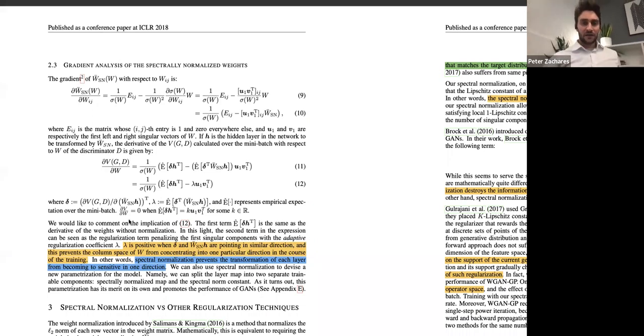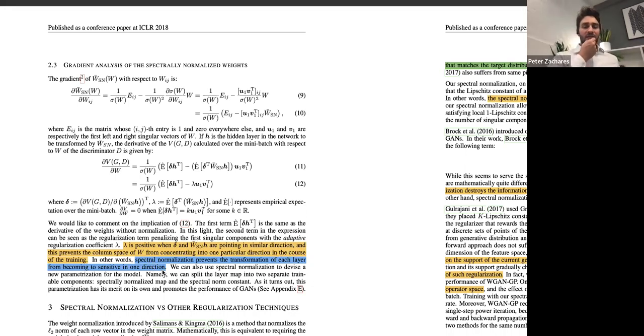And they say, we would like to comment on the implication of 12. The first term is the same as the derivative of the weight matrix without normalization. So the first term is essentially the normal gradient of that layer. And they say, in this light, the second term in the expression can be seen as the regularization term penalizing the first singular value components with the adaptive regularization coefficient lambda. Lambda is positive when delta and this are pointing in similar directions. And this prevents the column space of W from concentrating into one particular direction in the course of training.